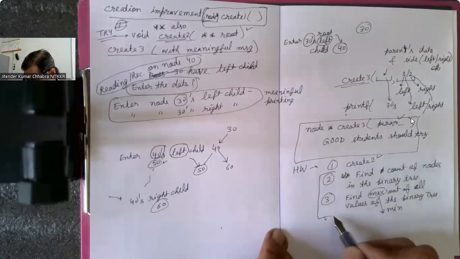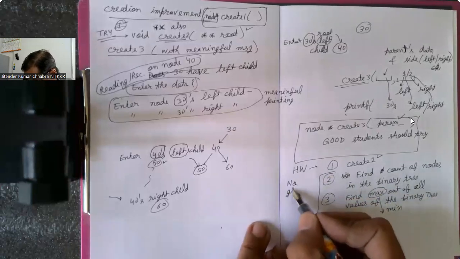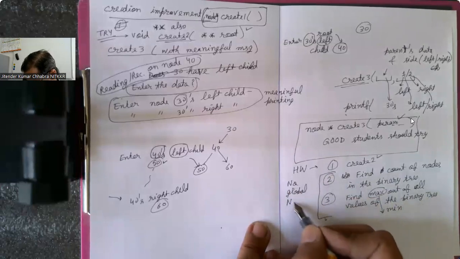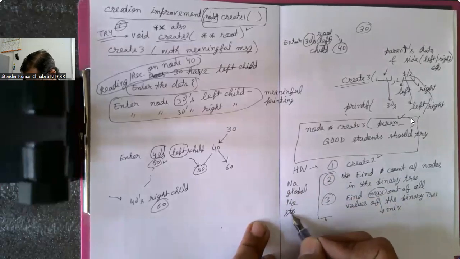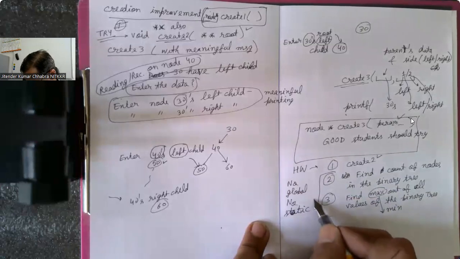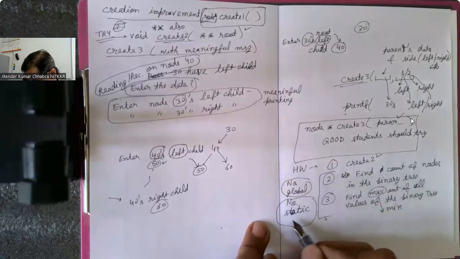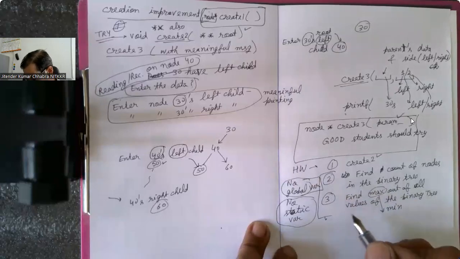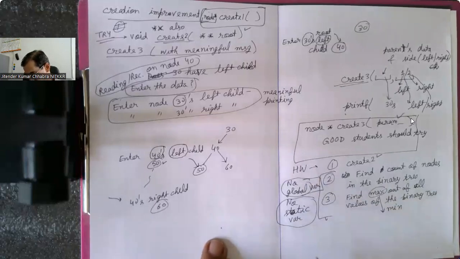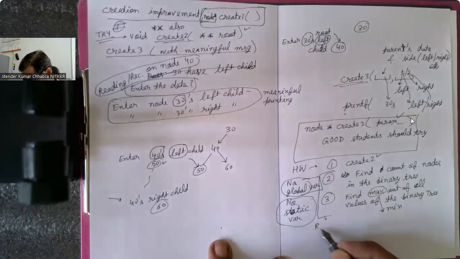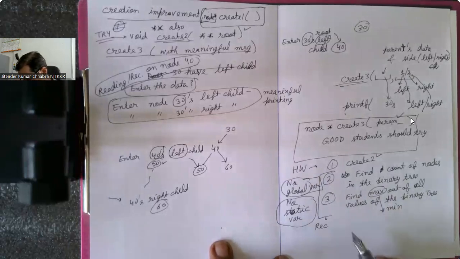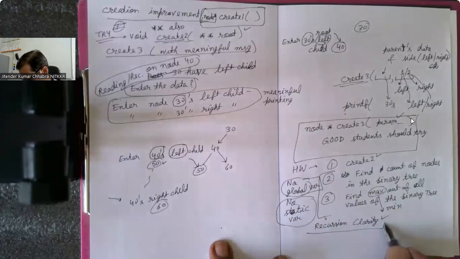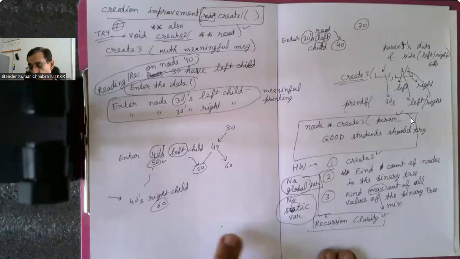But for these functions, no global variables to be used, no static variables to be used. Some of you might think of using some global or static variables. No global or no static variables. The recursion will become clearly understood only if you try without global and static. So recursion clarity should get developed. And once you are able to get that recursion clarity, implementation of all these concepts will become such an easy work. Try this, and this should be your homework.